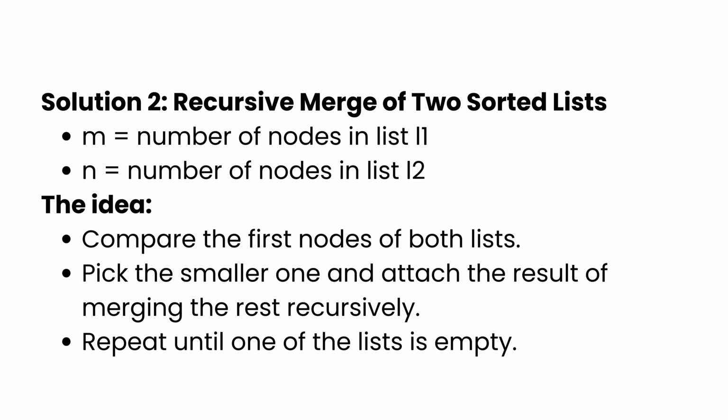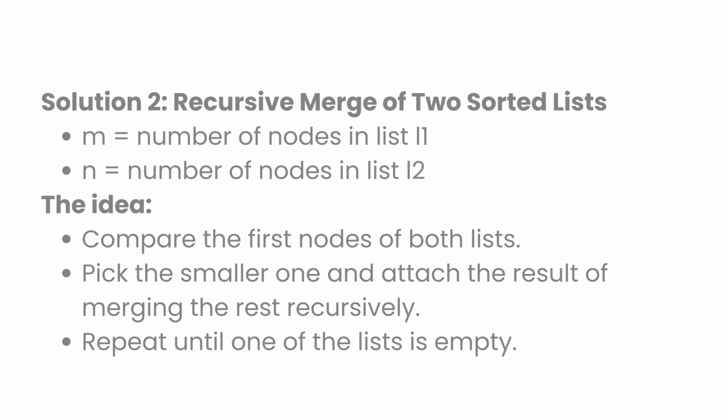We are merging two sorted lists recursively. We start by comparing the first nodes of both lists. We pick the smaller one and attach the result of merging the rest recursively. We repeat this process until one of the lists is empty. It's like asking, who's smaller? Let's take them. Then do the same for the remaining people.